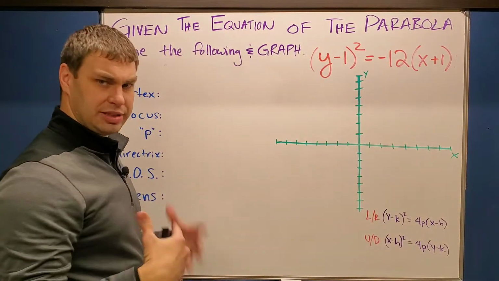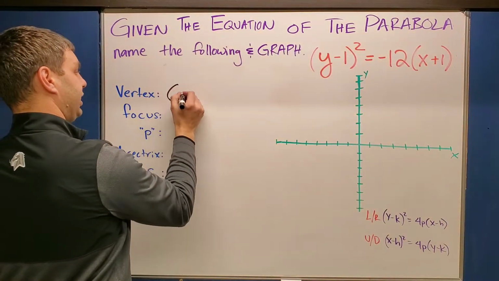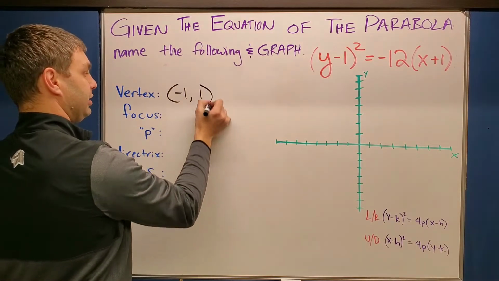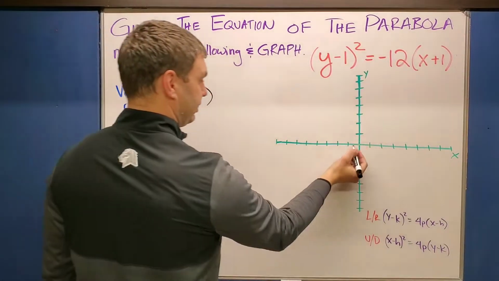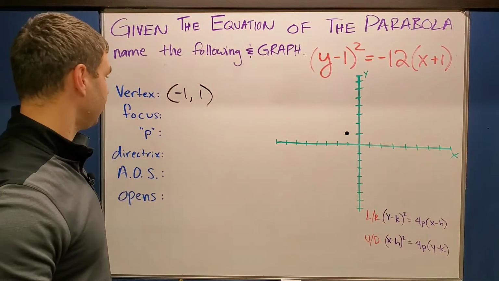All right, so starting first off, our vertex, that's going to be our x value and our y value, and we kind of use the opposite sign. So here it was a positive one for the x, so my x value is going to be a negative one. Here's a negative one for the y. Mine is going to be a positive one. All right, if I graph that on mine, that's going to be negative 1, 1 right here. Is the vertex of this parabola, okay?